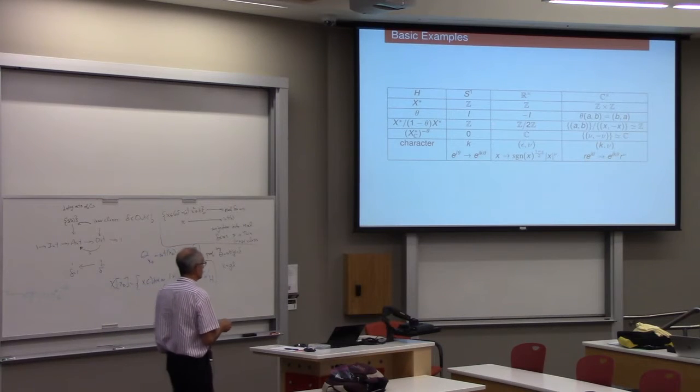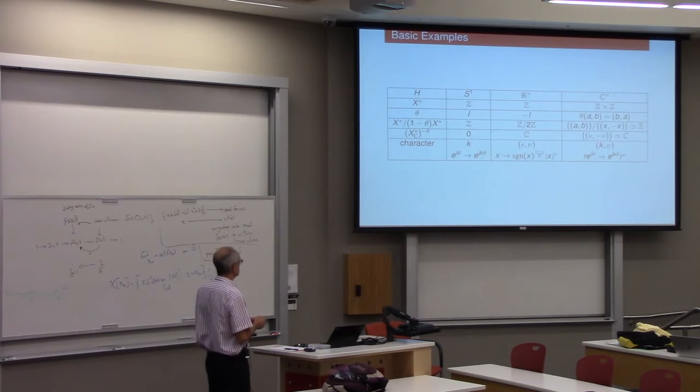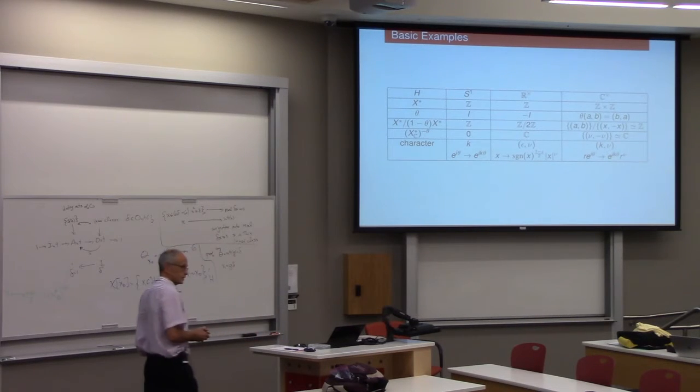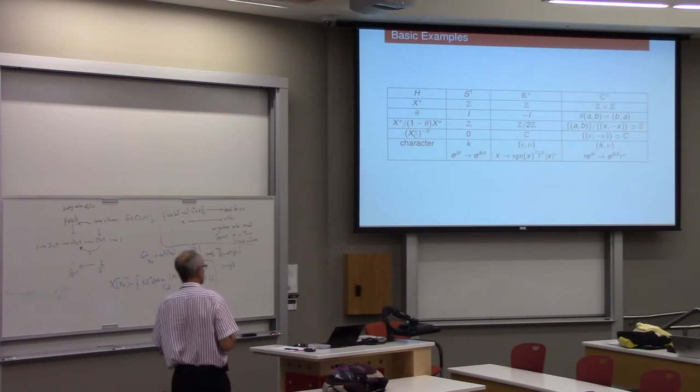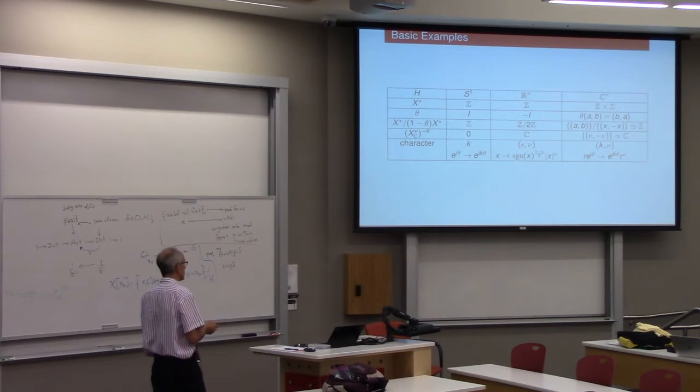On the other hand, if you use R cross, Z, the theta is now minus 1. And so this quotient becomes Z mod 2Z, and this quotient becomes all of C. I realize I'm going back and forth a little bit between Q and C. That doesn't really matter. And so here's my epsilon and nu, as in the previous slide.